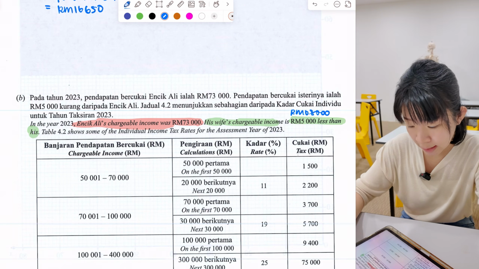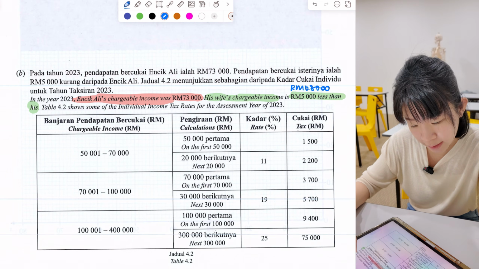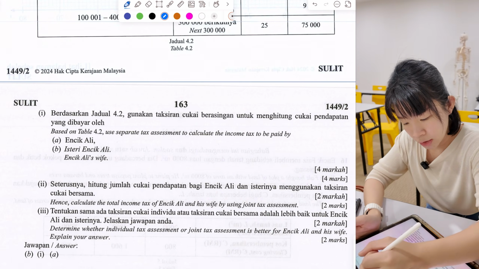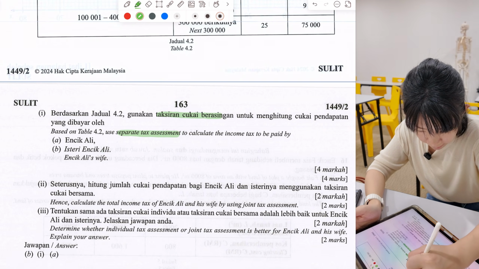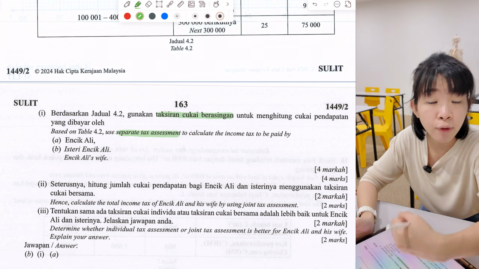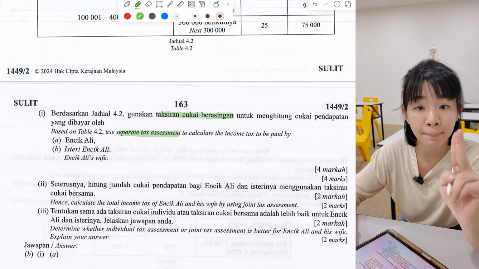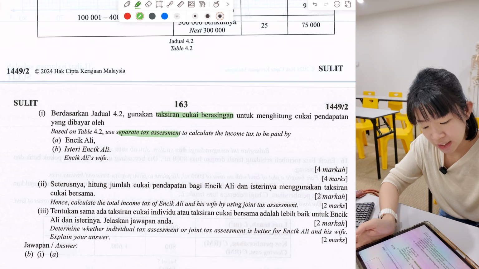So it shows the individual income tax rates. Okay, so part 1. We need to use separate tax assessment, tasaran cukai berasingan, to calculate both of their income tax. So we have to do it separately. Okay, so let's do Encik Ali first.